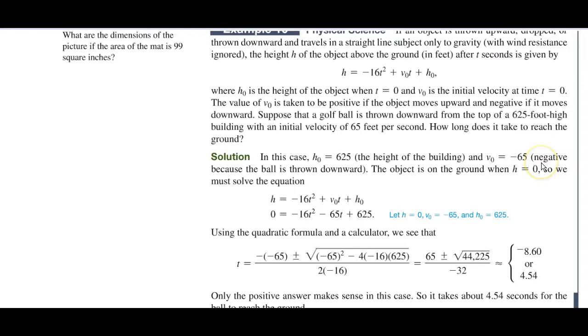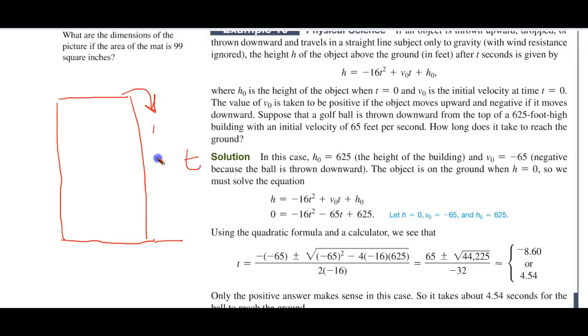So a picture might be good here. They didn't give you a picture, but I'll give you one. So there's your building, and you're dropping something off of that building, and you're wondering the amount of time it takes for that item to reach ground level, which is 0. So your initial height, there's the 0, initial height was this, 625, and again it's plugging it in.